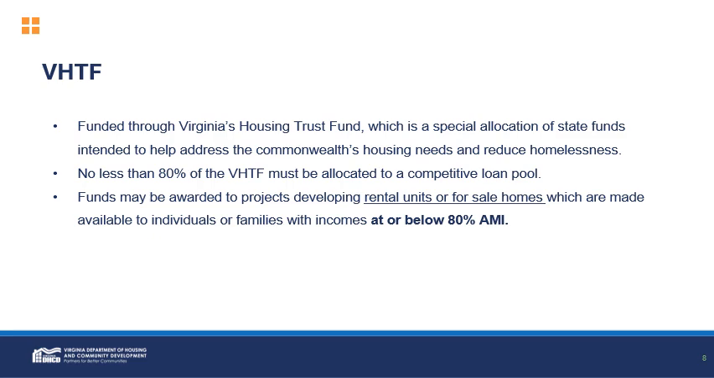Virginia Housing Trust Fund is a special allocation of state funds intended to help address the Commonwealth's housing needs and reduce homelessness. No less than 80% of the Virginia Housing Trust Fund must be allocated to a competitive loan pool, which is ASNH. So 80% of what goes into that housing trust fund comes to the ASNH program for our competitive application. They can be awarded to projects developing rental or for sale homes, which are made available to individuals or families with incomes at or below 80% of the area median income.